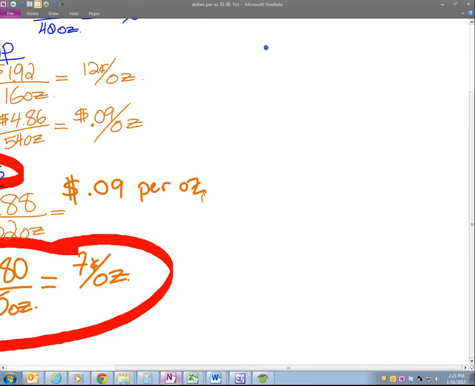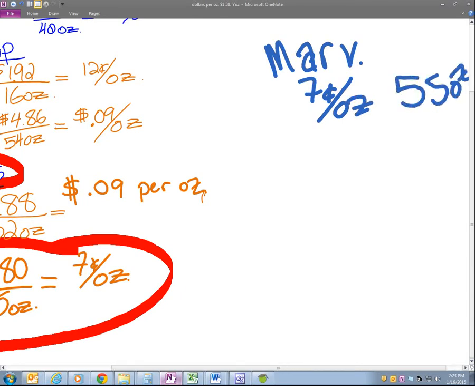Okay? So Marv, you do not need to write this down. I'm just demonstrating this. Marv was 7 cents an ounce, 7 cents an ounce when there's 55 ounces. Okay? Do you agree? Corey?